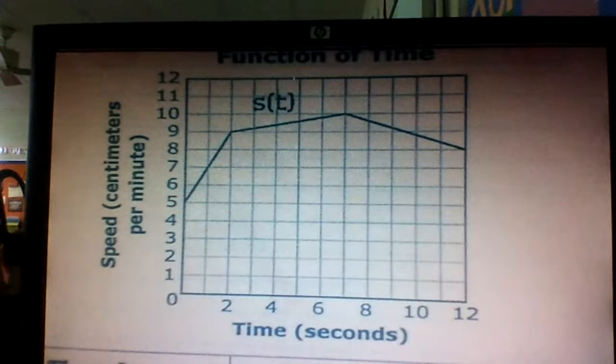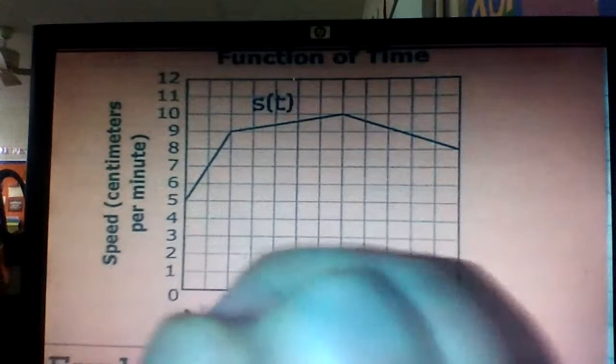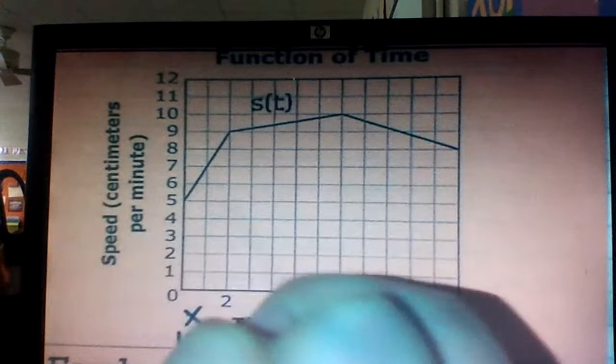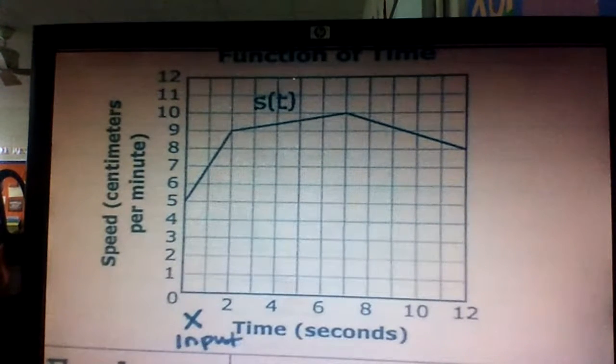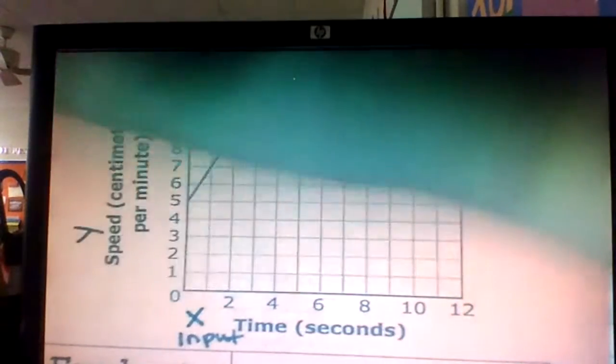The speed. Your x. Your x is your horizontal axis. What is your x value? The time. Okay. So your input or your x is time. Well, according to this, when I input a time, what comes out? What do we get when we plug in a time? The speed. Okay, so your speed is your y or your output.